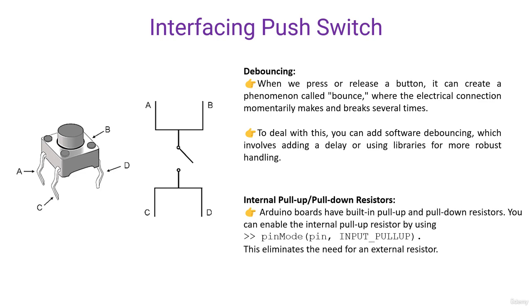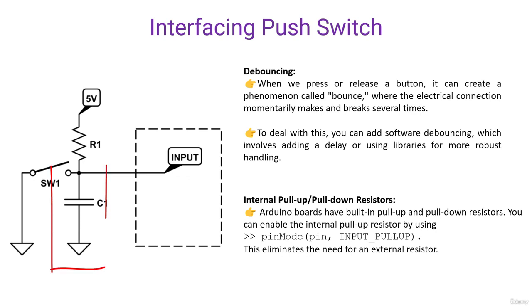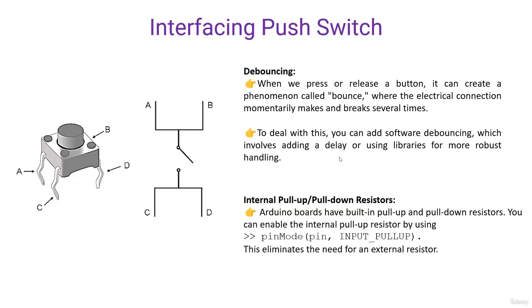If you want to solve debouncing using hardware, then you can connect a capacitor across the switching terminal. It will remove the transients, or it will remove the debouncing. But for now, we will use the software delay. We will not show the capacitor method for handling debouncing for now.